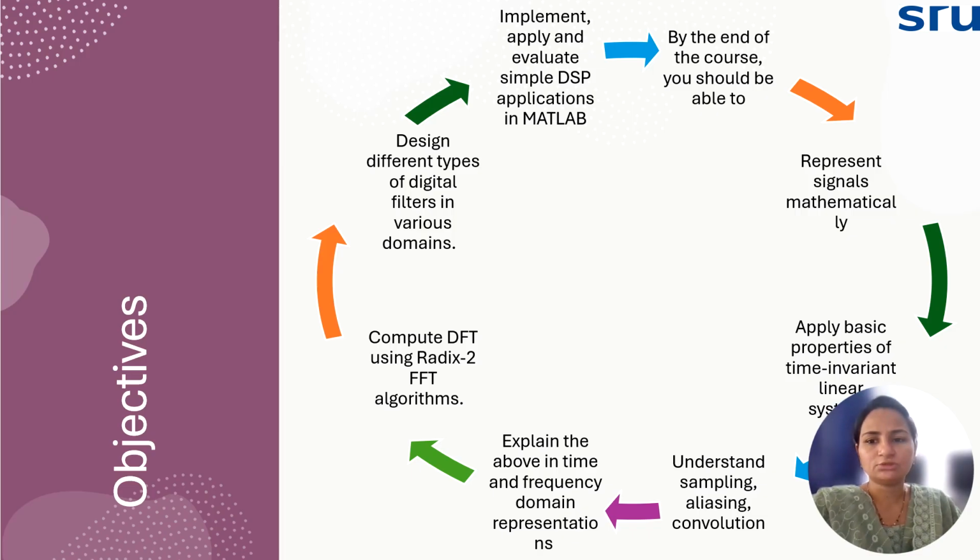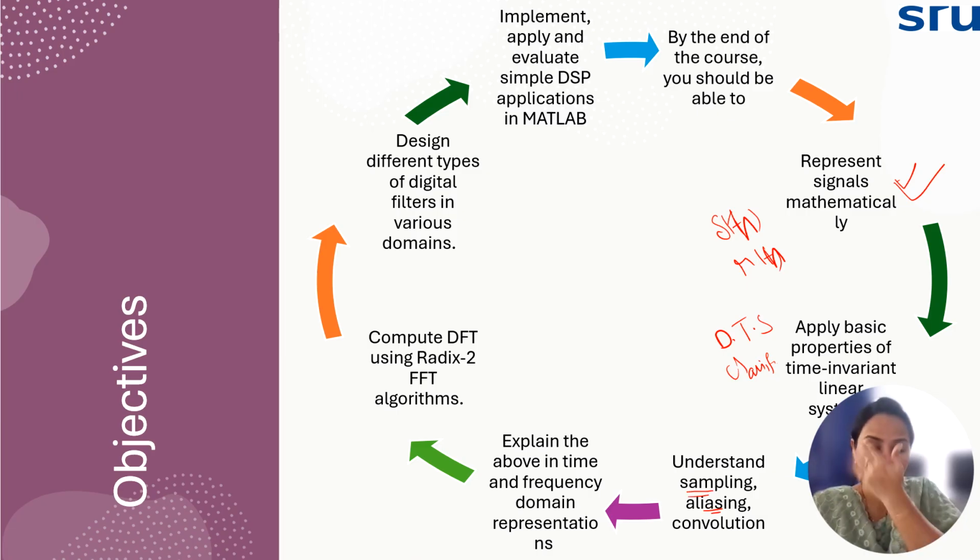Now we have the objectives. At the end of the course you should be able to represent signals mathematically, such as the unit step signal, ramp signal, parabolic signal, and exponential signal. All of these we consider in terms of discrete time signals. Then we will apply some basic properties of discrete time systems, and you will learn their classification. Then you will understand how to convert an analog signal into a discrete signal while avoiding the aliasing effect.